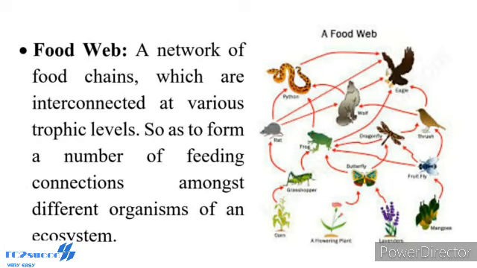Next one, food web, a network of food chains which is interconnected at various trophic levels so as to form a number of feeding connections amongst different organisms of an ecosystem. In an aquatic ecosystem, the grazing food chain is the major conduit for energy flow, as against the terrestrial ecosystem, where a much larger fraction of energy flows through the detritus food chain than through the grazing food chain.